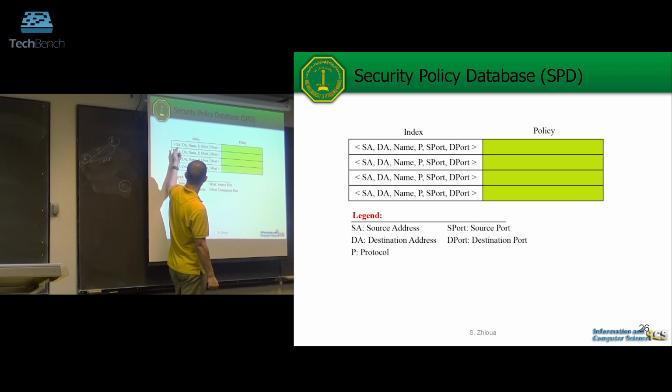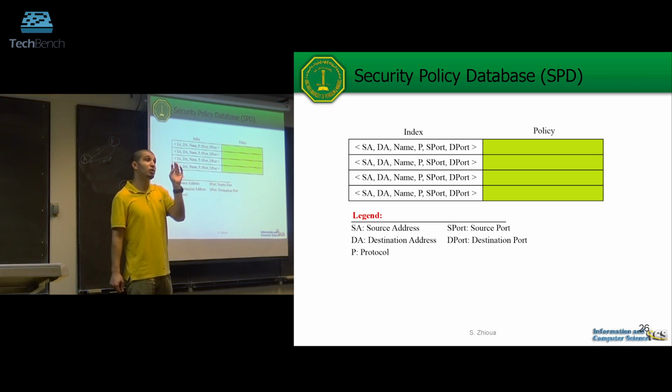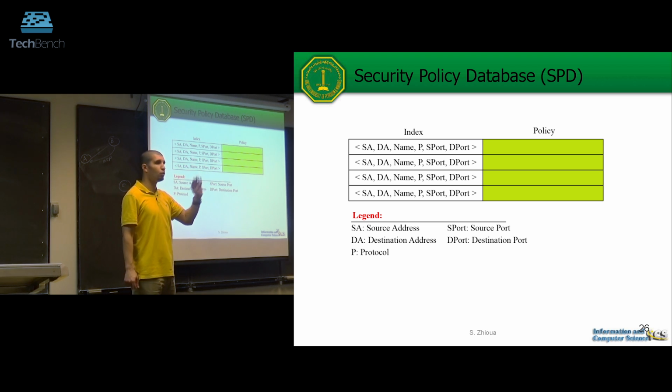Source address, destination address, source port, destination port, and protocol. Here there is also the name of the association. But these 1, 2, 3, 4, 5 are exactly the information used by the firewall. And here, the policy. The policy might be one of 3 things. It might be discard, the easy one: always discard, block.